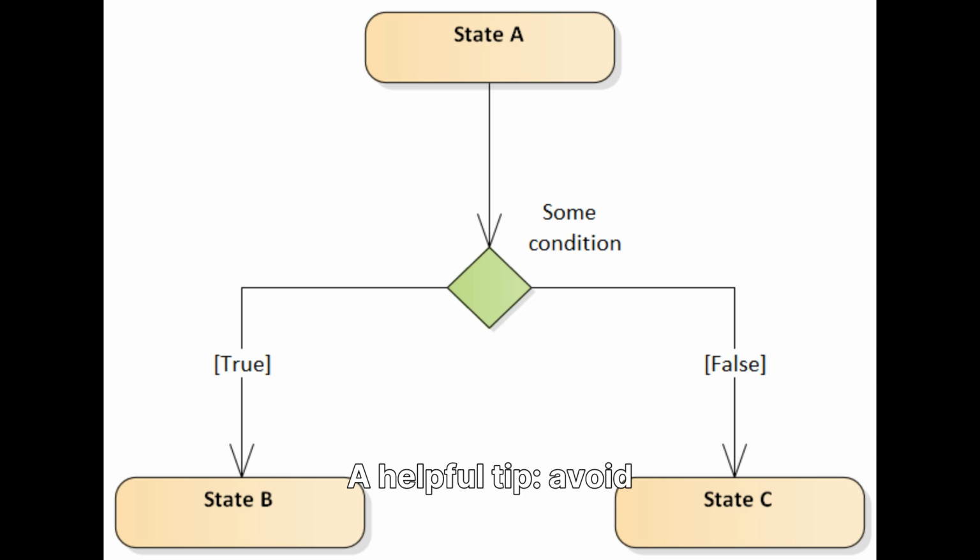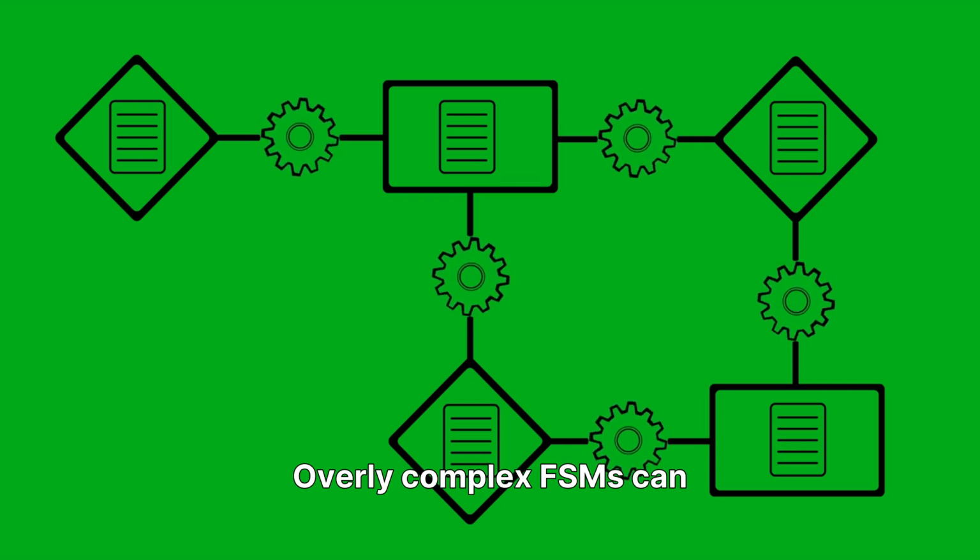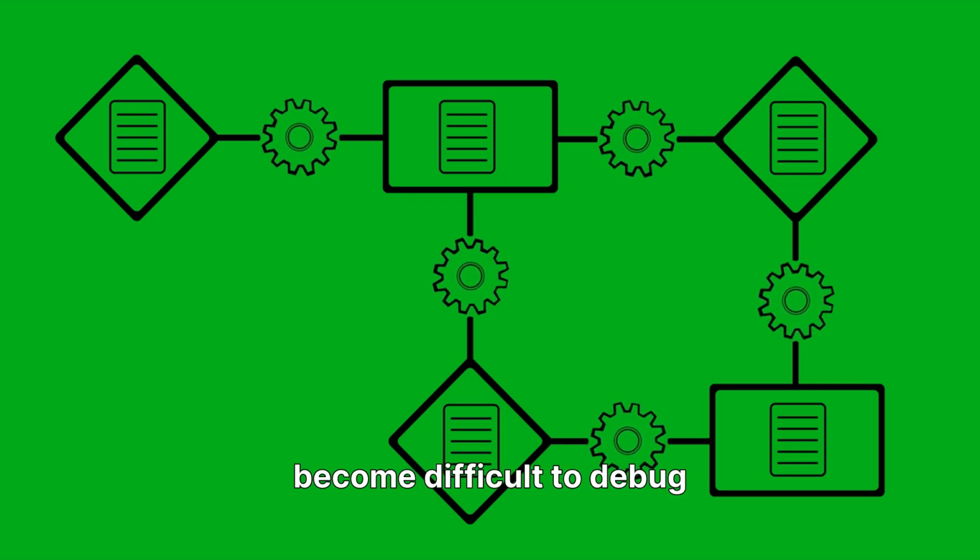A helpful tip: avoid creating FSMs with too many states and transitions. Overly complex FSMs can become difficult to debug and maintain as your AI grows.